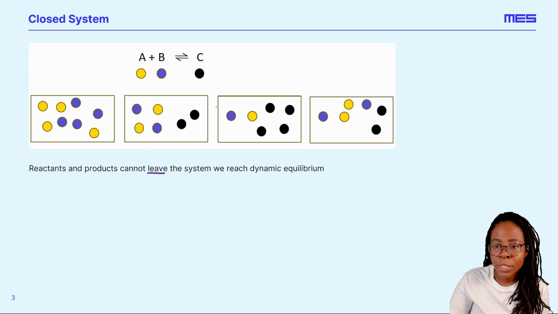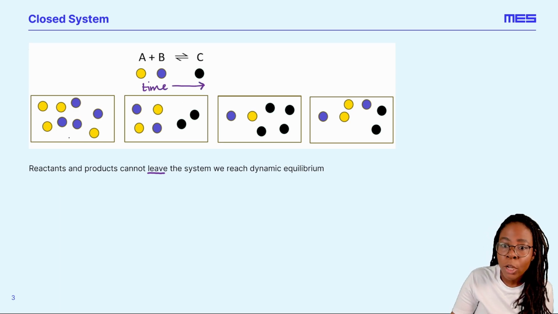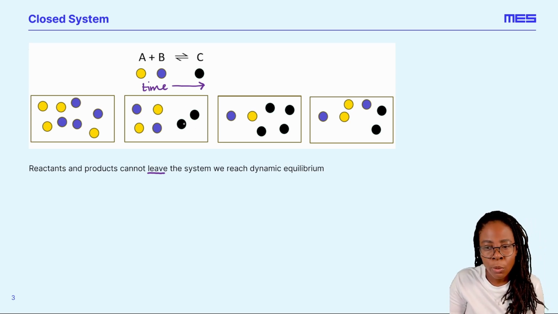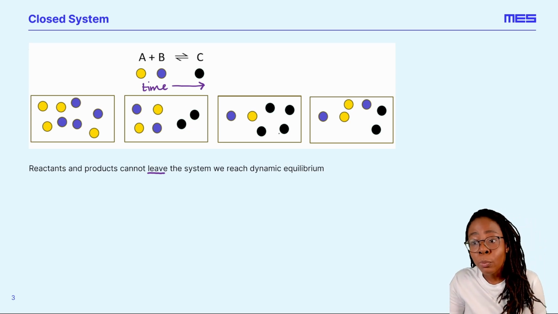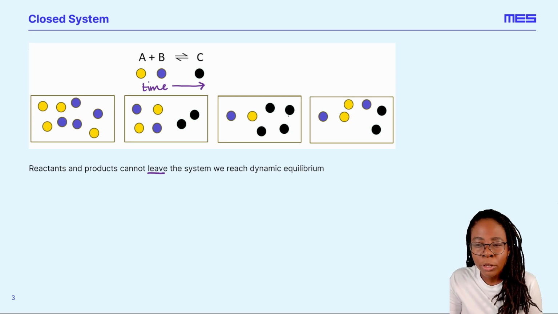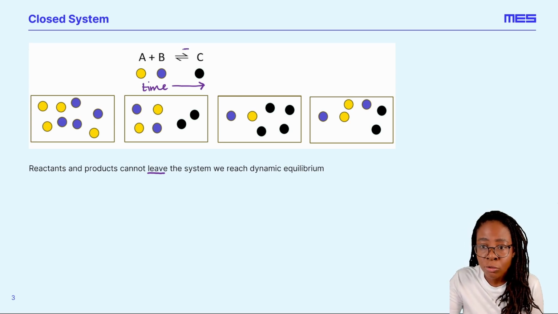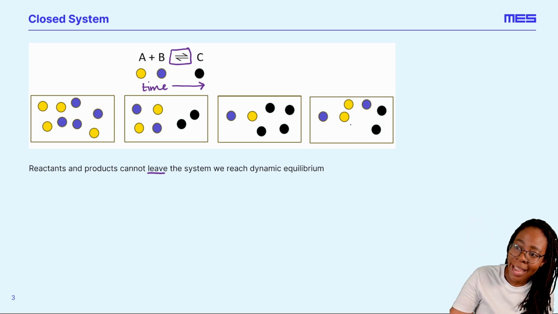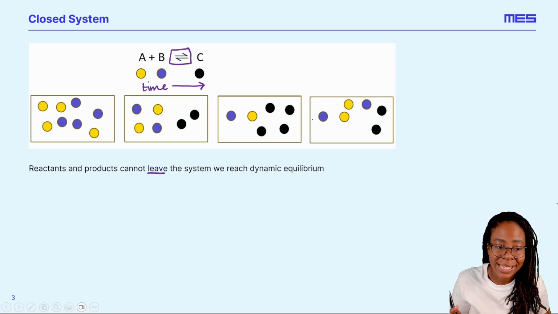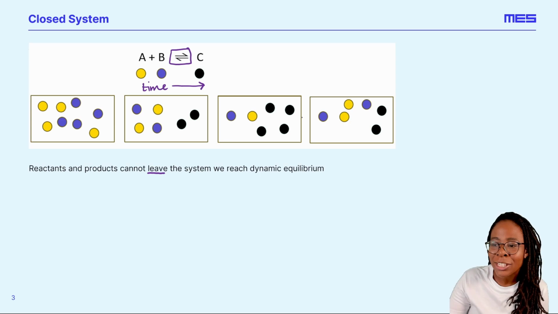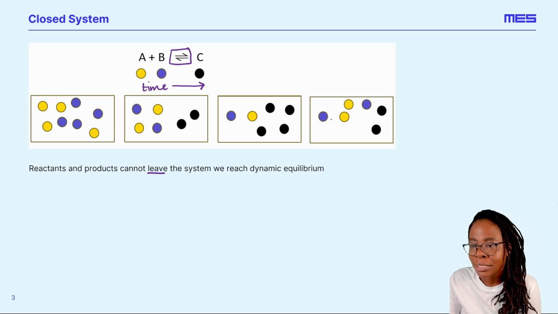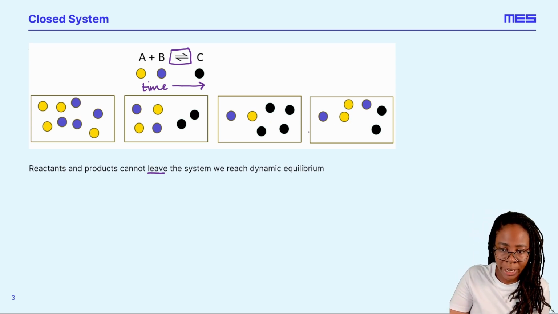So if we think of these four boxes, representing a reaction progressing over time, at the beginning we only have our reactants, A and B. Over time, we start to produce our product, C, and then we produce more C. But because our products can't leave and our reaction is reversible, our product C can then react to give us back A and B. So we can see that we have a change in concentration of our reactants and our products as we have a reversible reaction.